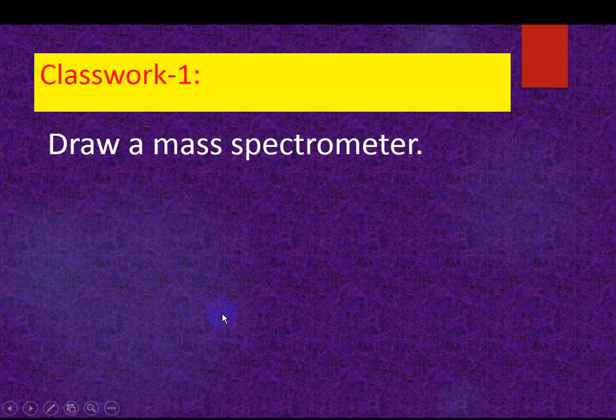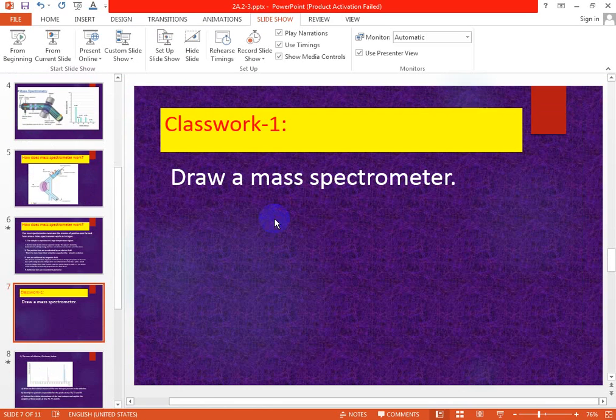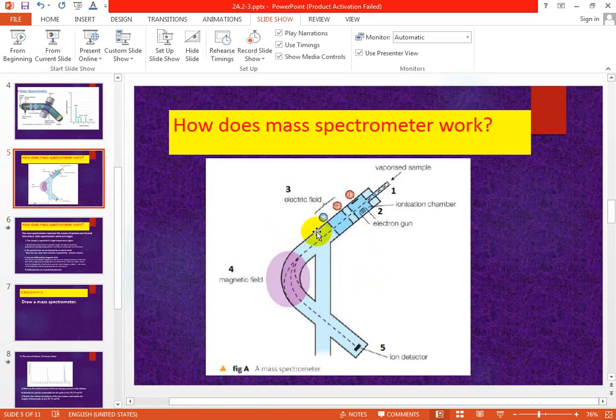Okay, draw a mass spectrometer. You can draw it; I will not teach more. This was class work, but I will not do this one. I will give this one as homework. Don't need to, the time is already gone. The answer is this one. You will draw this one and also mark the parts: the magnetic field, ion detector, electron beam, and vaporized sample. You will write this.